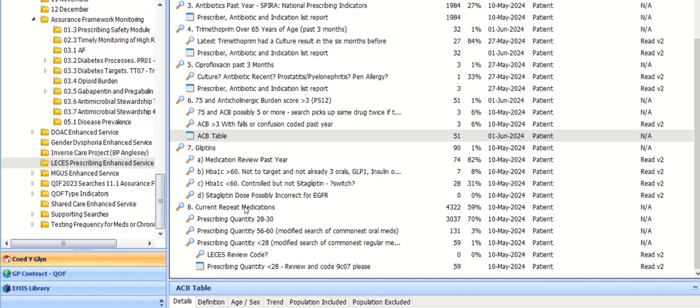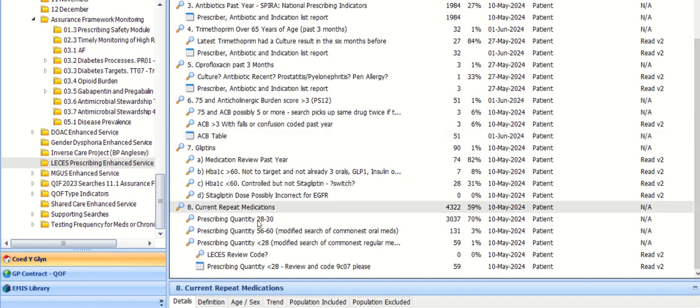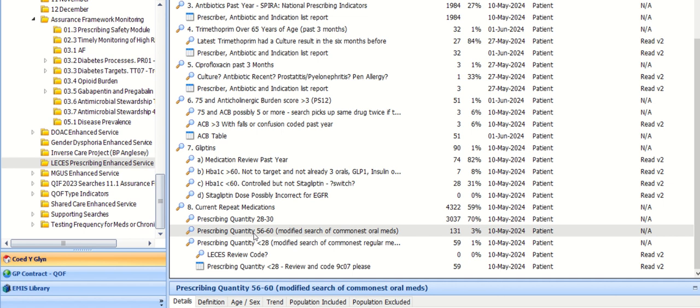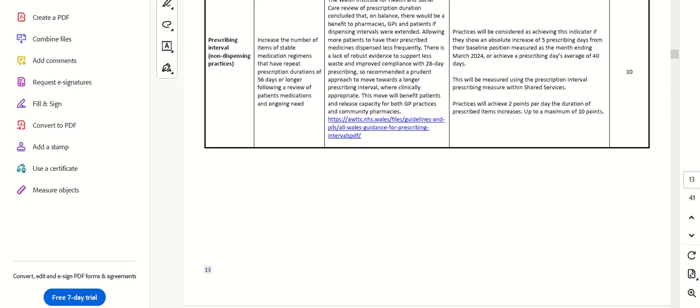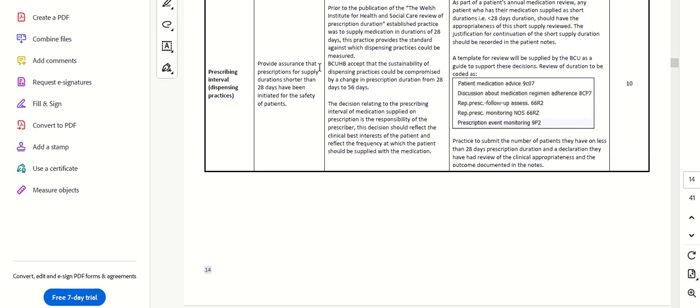I know the enhanced service does talk about prescribing quantities of 28 and 56. I think this data will be given to us from shared services. I think we can get access to that. And then for dispensing practices, it's suggesting that we look to make sure that if we're not going to change our patients to 56 days, we should at least look for those who are perhaps on weekly and review them and code them with one of these codes here.